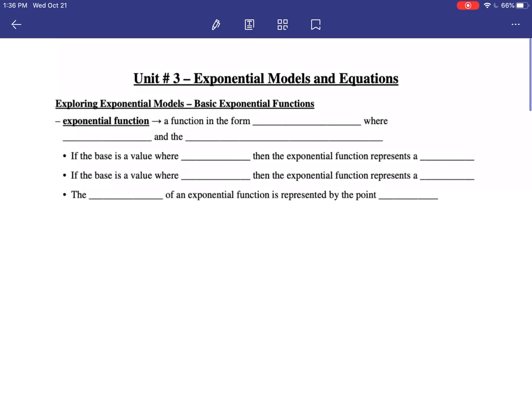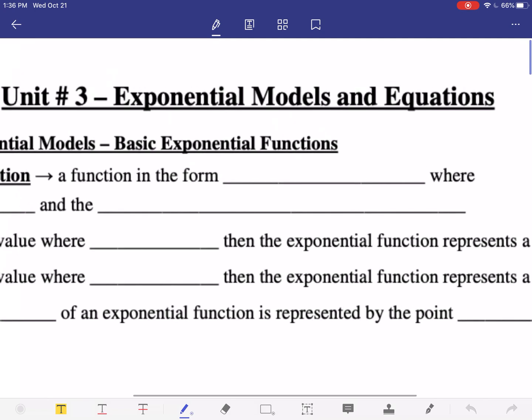All right, today let's look at how to graph an exponential function. The definition of an exponential function, or how you will know it's an exponential function versus a linear function, is that it will be in the form of y equals a times b to the x power.